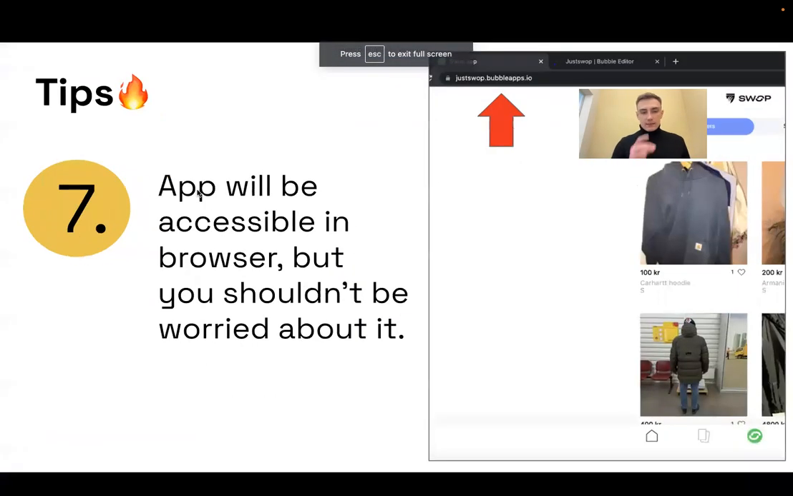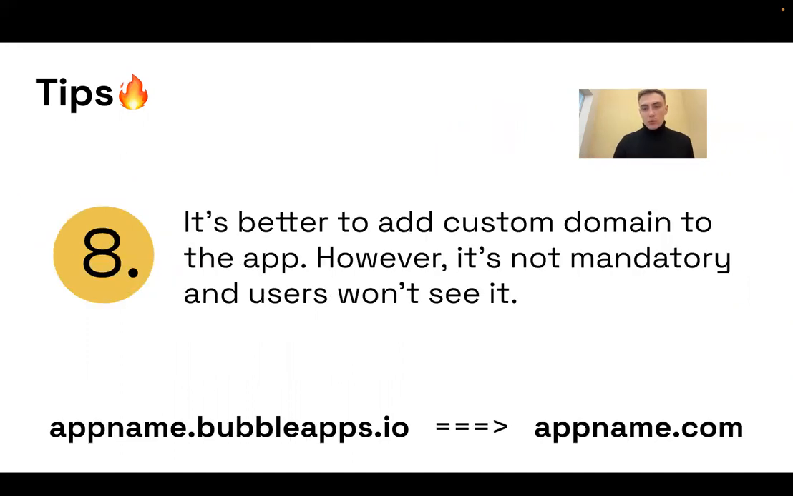The 7th advice is that you should not worry that your app can be accessible in a browser. Apple, they don't care about it. They just explore the app that you send for review. They don't go to your browser. Also, your users definitely don't know the exact name of your URL to access the app. So don't worry about this.